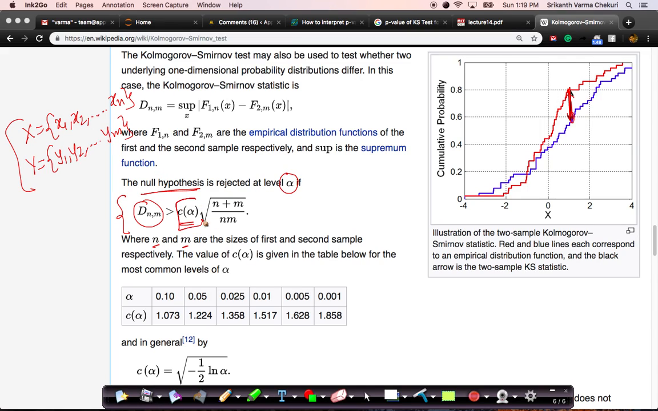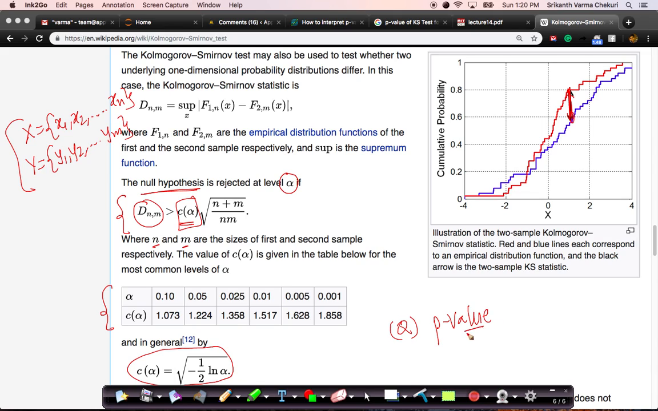And what is C alpha here? There is a table for C alpha, but C alpha is generally taken to be equal to the square root of minus half natural logarithm of alpha. So let's just use this, because the question that one of our students asked is, how do you compute the p-value here?